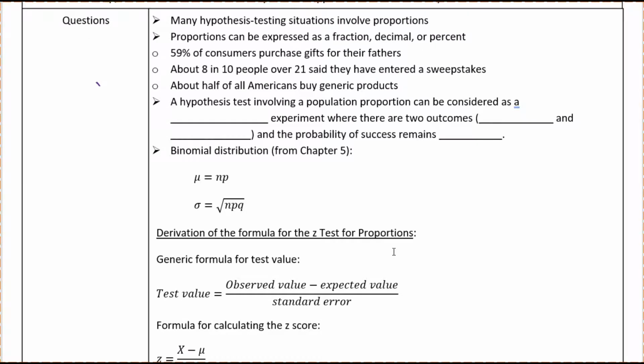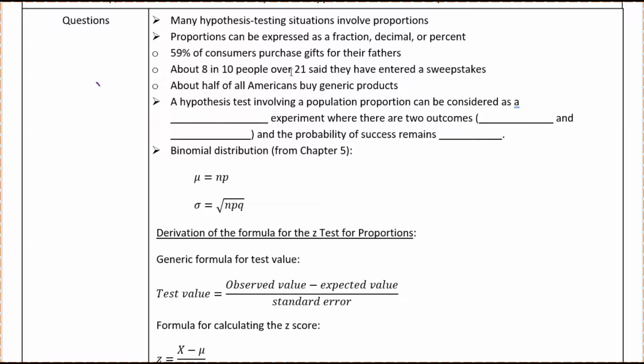There are a lot of situations that involve proportions. When I mean proportions, I mean numbers that can be expressed as a fraction, decimal, or percent. So generally, it's sort of like probability, where the number is between 0 and 1. Some examples of proportions are: 59% of consumers purchase gifts for their fathers. That involves a percent and therefore a proportion.